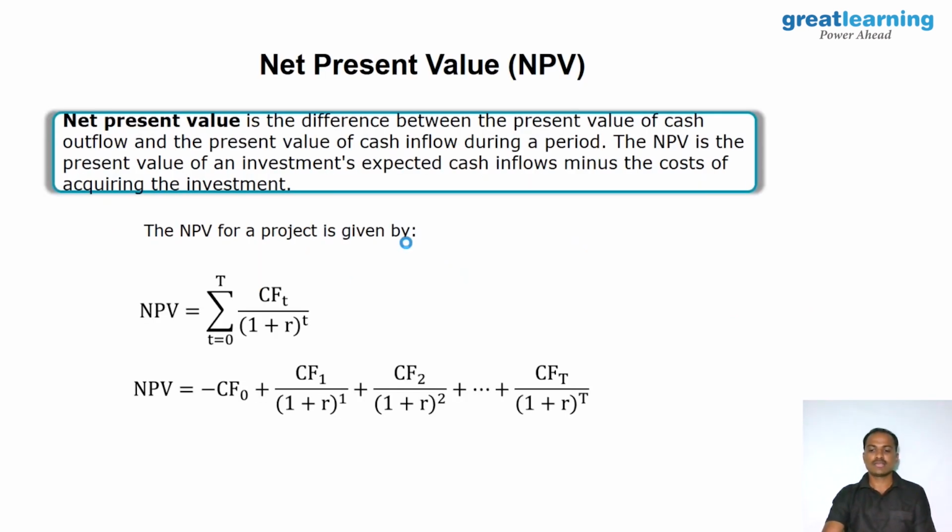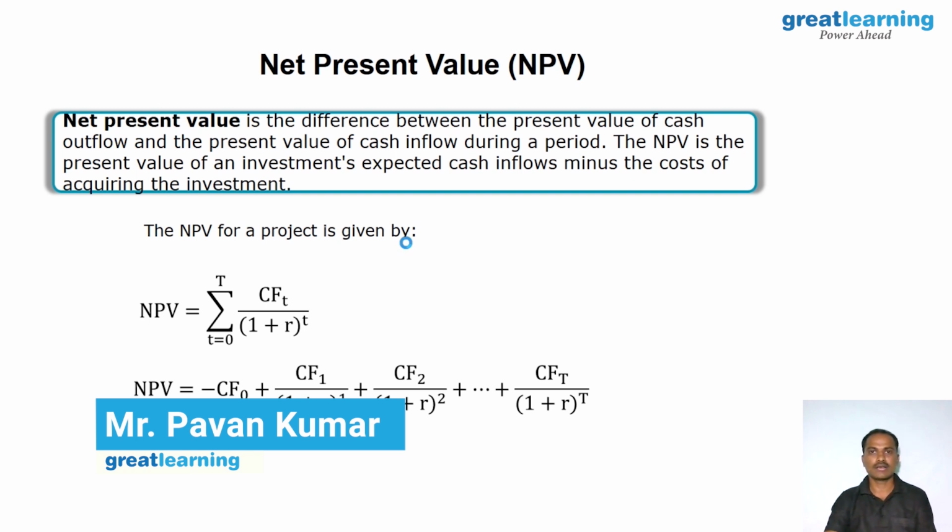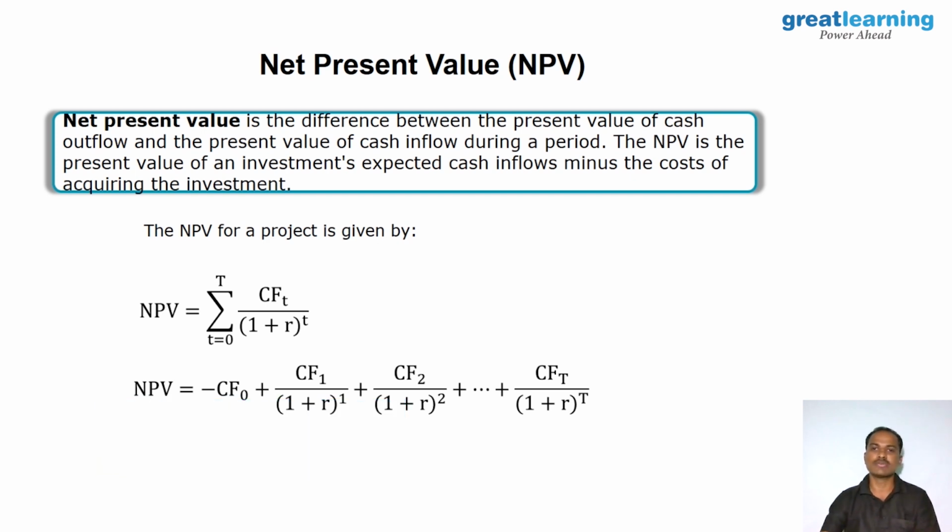Now let's understand the second important capital budgeting technique, net present value. Net present value is the difference between the present value of cash inflow and the present value of cash outflow during the period. The NPV is the present value of an investment's expected cash inflow minus the cost of acquiring the investment. One beauty of the net present value method is that it considers the time value of money and gives due weightage to the discounted cash inflows and the discounted cash outflows.